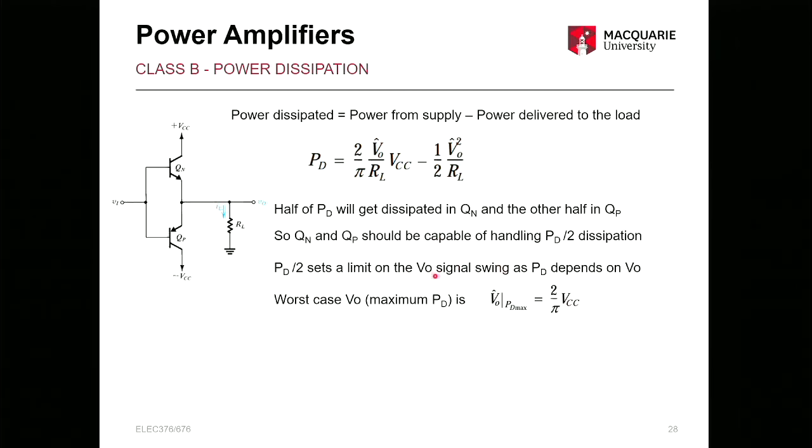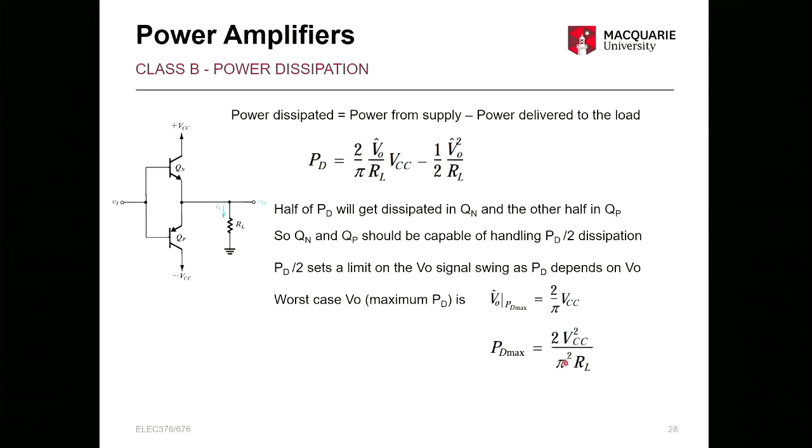So that PD over 2 sets a limit on the V out signal swing, because your PD is going to depend on your V out. Worst case is this condition here. So 2 over pi VCC is going to be your V out set to your PD max. That's done through differentiation. We'll look at that in the next slide.